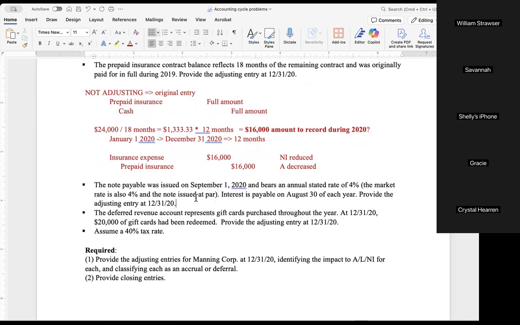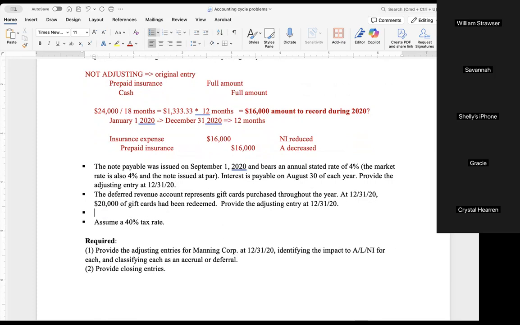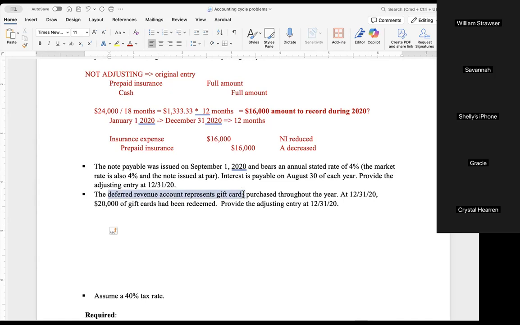All right, so here's another note payable, and we already looked at an interest one. This guy, deferred revenue. If these are gift cards and it says the deferred revenue account represents gift cards, why is it that a gift card would be considered deferred revenue?